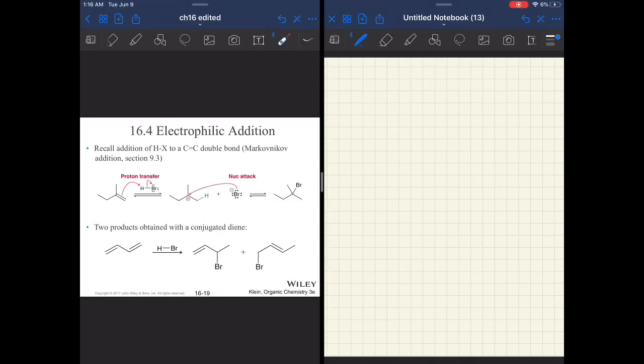All right, in chapter 16, part 2, we're going to discuss electrophilic addition. This is a great place for us to start because this is essentially a reaction you already know, and we're going to apply it to dienes, to conjugated dienes. So you should be familiar with the reaction of HBr and an alkene and how you get a Markovnikov product. The bromine goes to the more substituted side, and the hydrogen goes to the less substituted side.